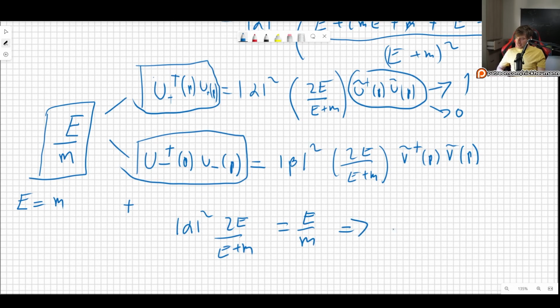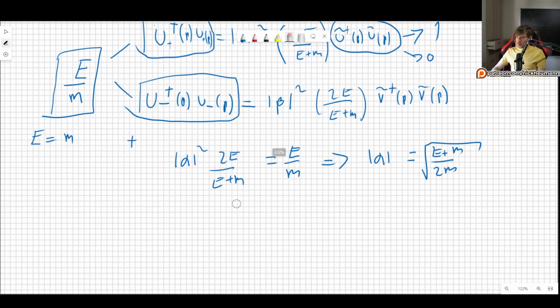So the E's cancel out, and we get that alpha squared is going to be E plus m divided by 2m, and then we take the square root. And then we do the exact same thing for beta, and it's the exact same expression, so we get the exact same result. So for beta, our normalization constant here will be the exact same one.